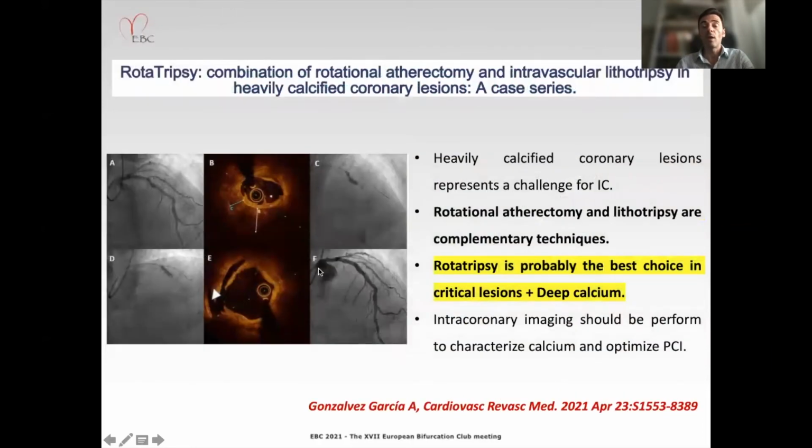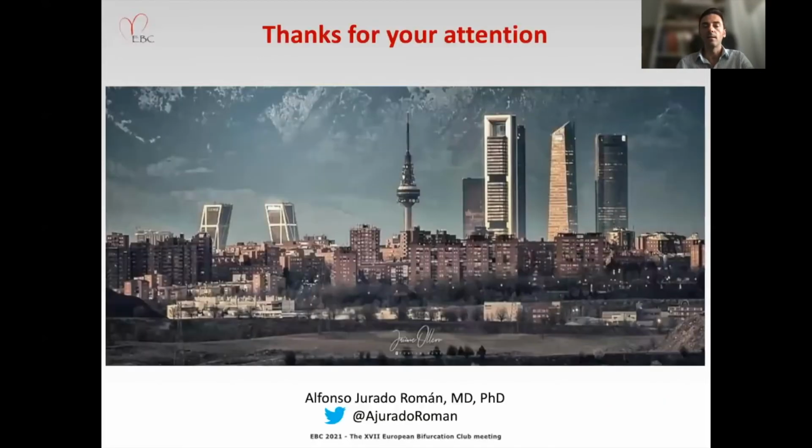We have published the first series of this technique, and probably the take-home message is that when you have critical stenosis with deep calcium, probably this is the best choice to prepare the plaques. In addition, when we are facing a bifurcation, lithotripsy permits to protect side branches, especially when we are talking about the left main. So that's all. Thank you for your attention.